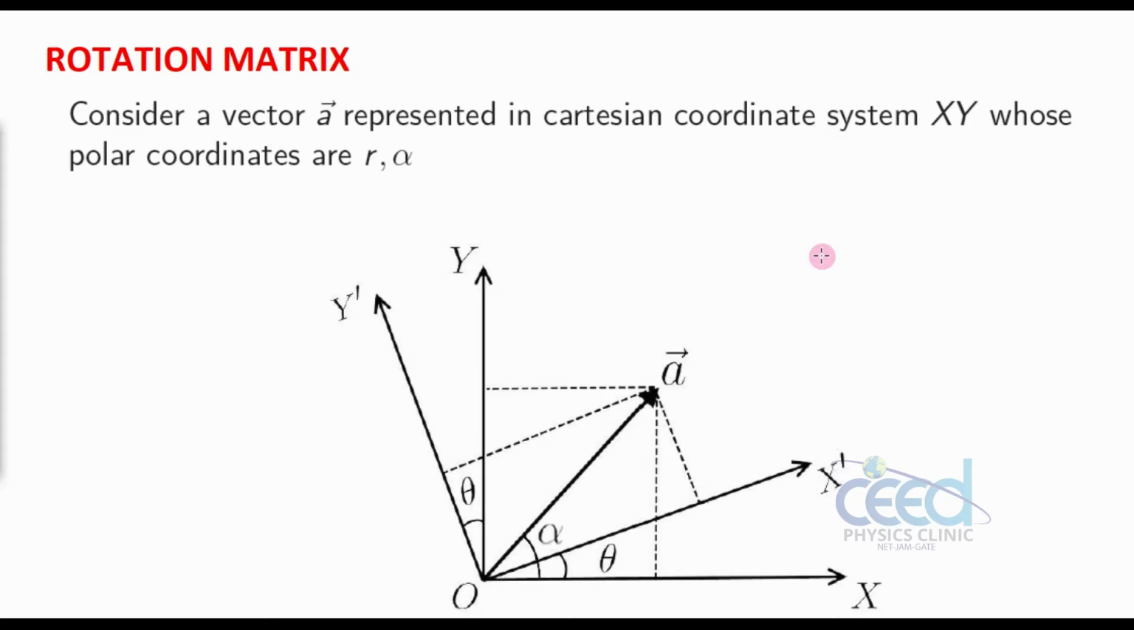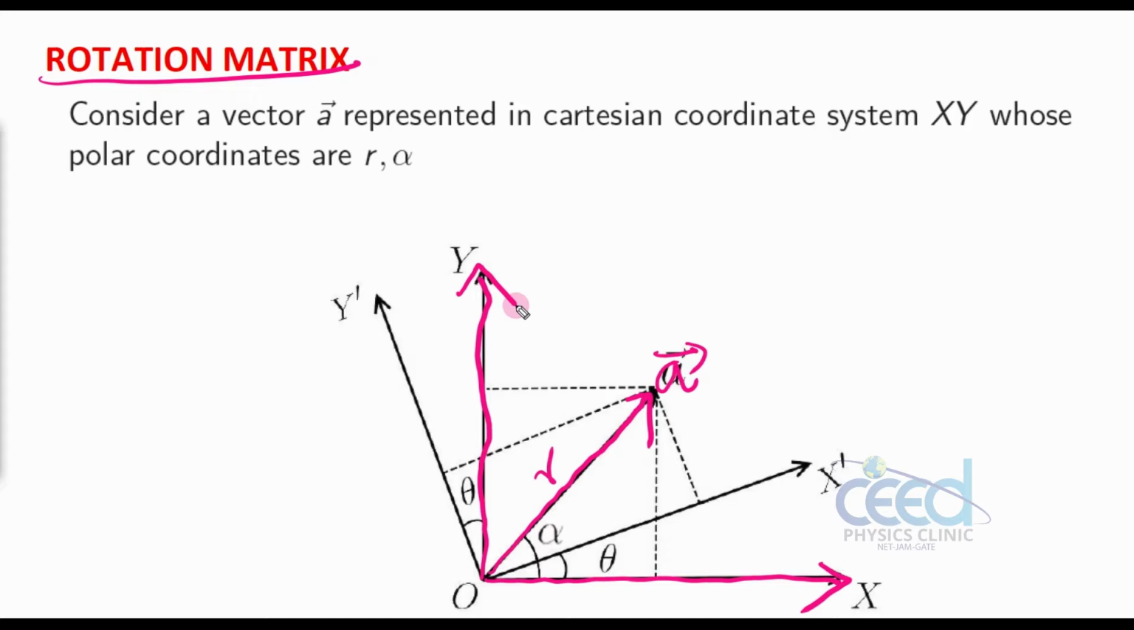Rotation matrix means, in a coordinate system, here you can see a vector A. I can take this as the vector A, and its magnitude I take as R. Now, if you choose another coordinate system which makes an angle theta, you can see here this A vector I have selected in the xy coordinate system, right? Here I have shown the xy coordinate system.